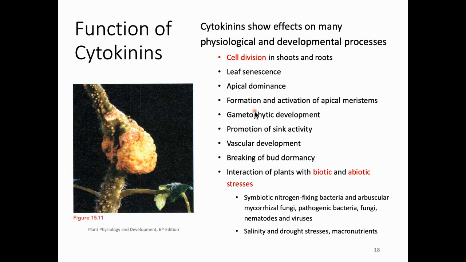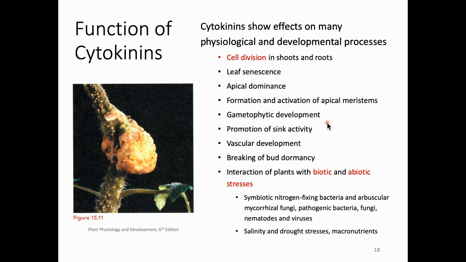Cytokinin will also promote formation and activation of apical meristem, gametophytic development, or development of gametes. That means producing eggs and producing sperm. It promotes promotion of sink activity. It just means sink and source.